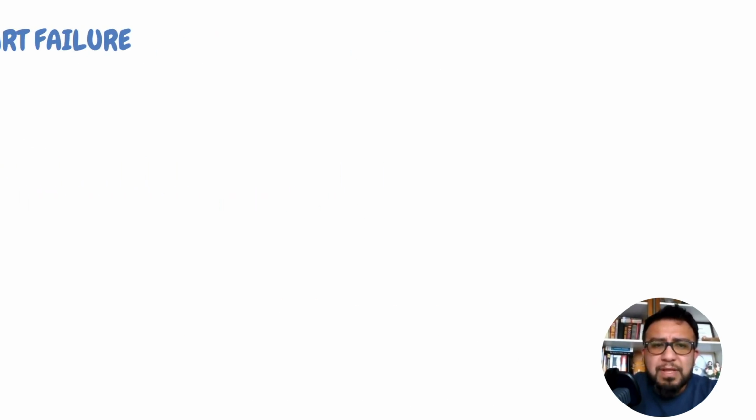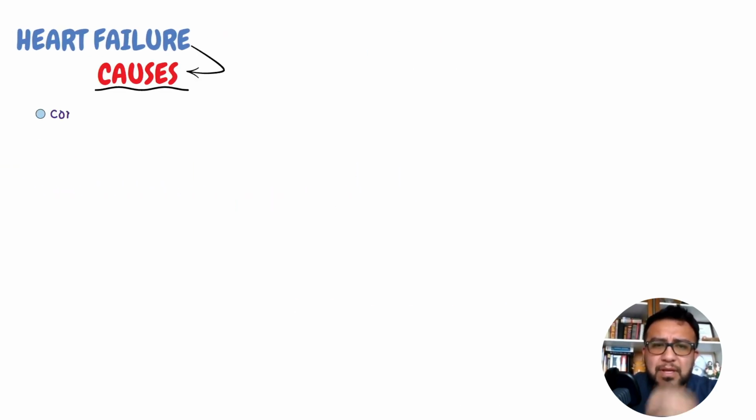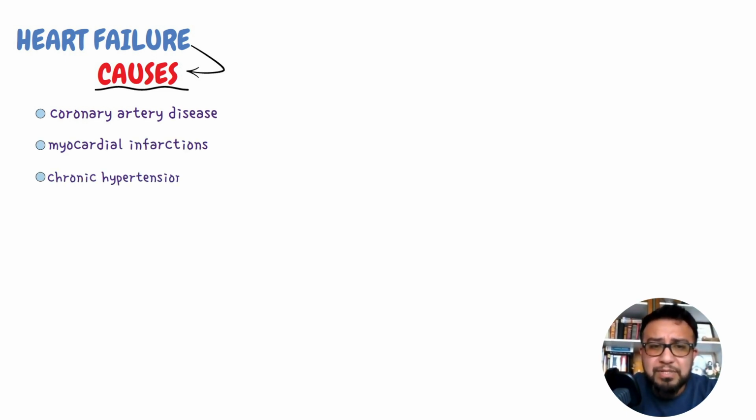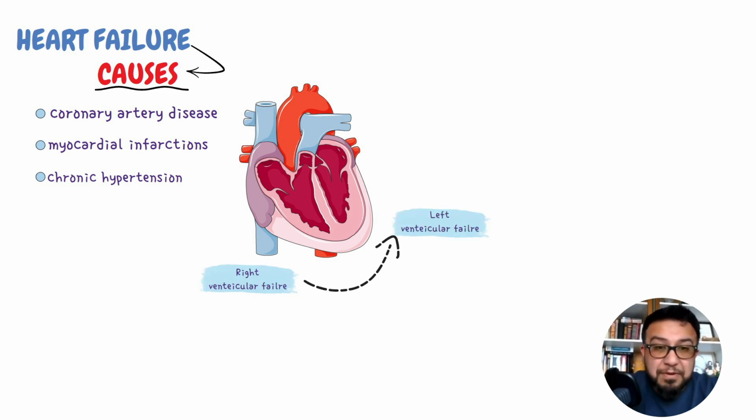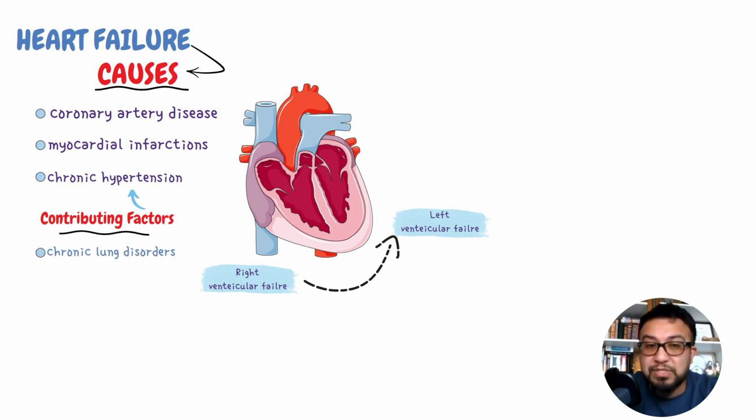In heart failure, it should be understood that it can be caused by coronary artery disease, myocardial infarctions, and chronic hypertension. The most common cause of right ventricular failure is left ventricular failure. Some other contributing factors of heart failure include, but are not limited to, chronic hypertension and chronic lung disorders such as COPD, and this can cause something called cor pulmonale, which is essentially right ventricular failure caused by chronic pulmonary issues.